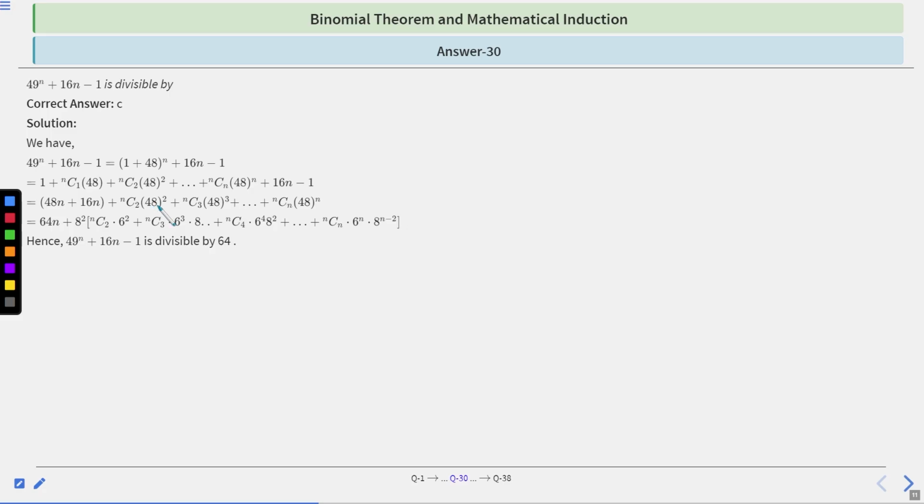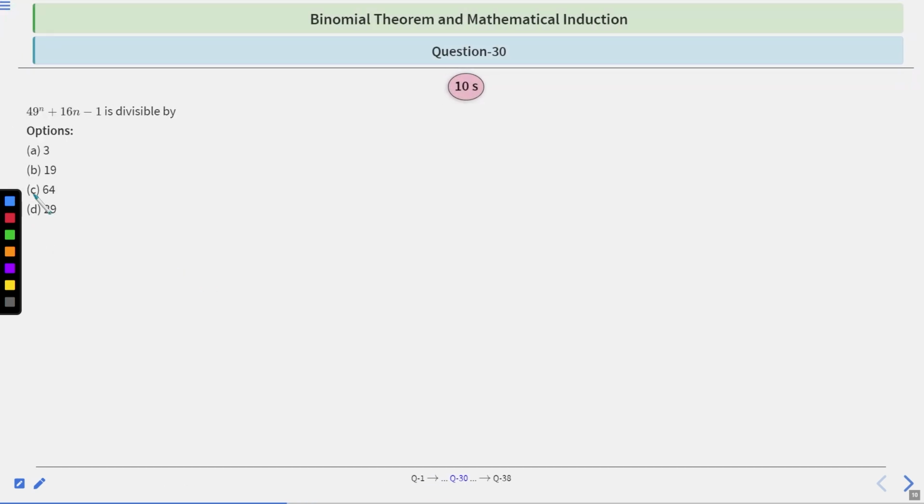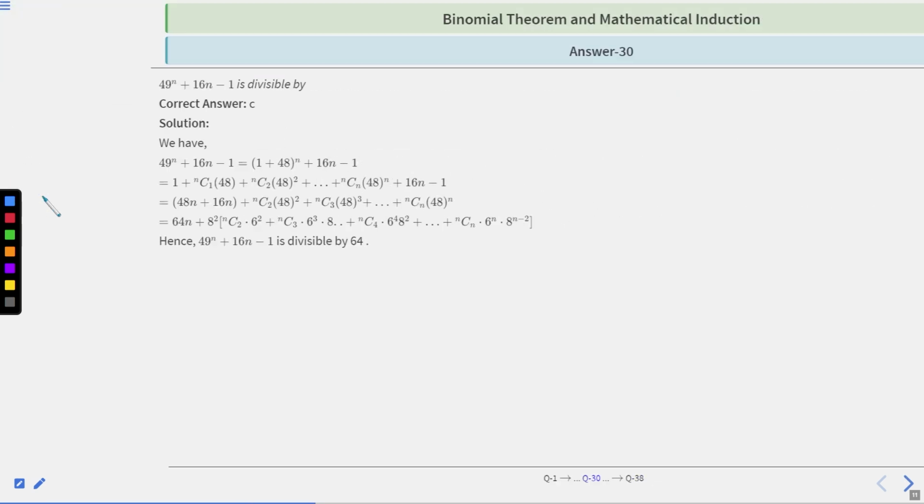This is 48². Let's take 8² common, right? So if we take 8² common, then it is nC2·6² + nC3·6³·8 + ... + nCn·6^n·8^(n−2), right? So now this is basically divisible by 64, because 64 is also here. So we can take 64 common, right? So this term is basically divisible by 64. Okay, option C is the right choice. Fine. Okay, let's move to the next question.